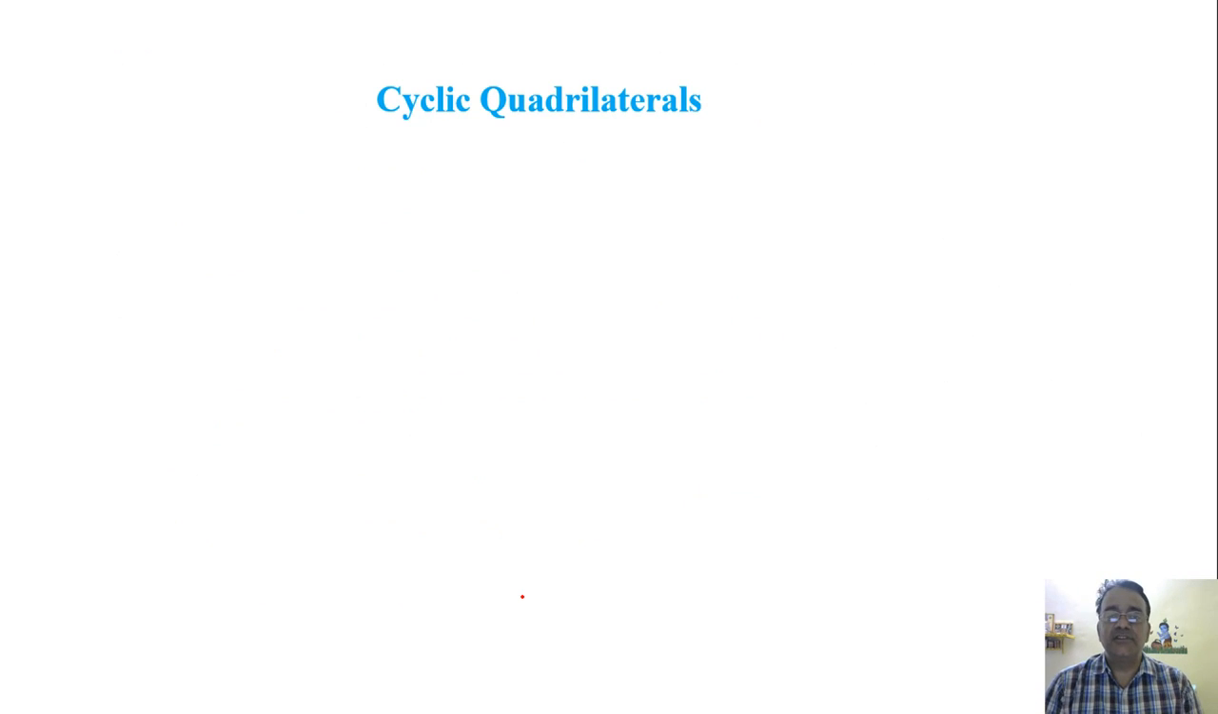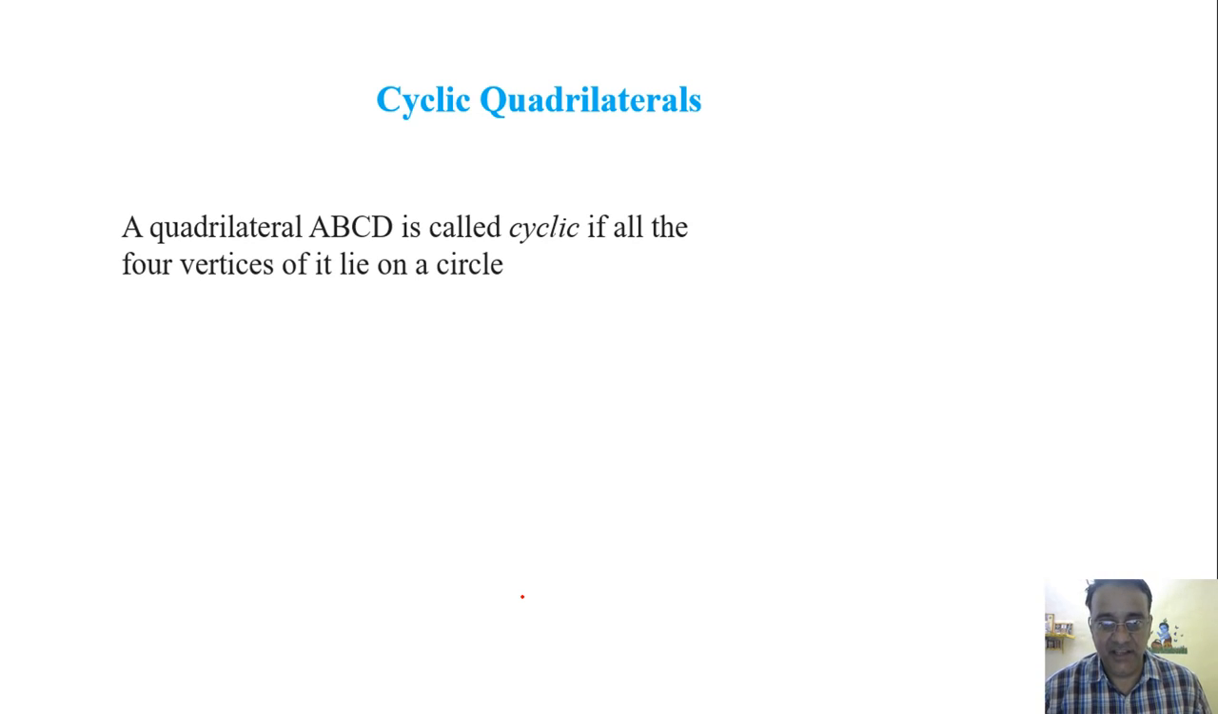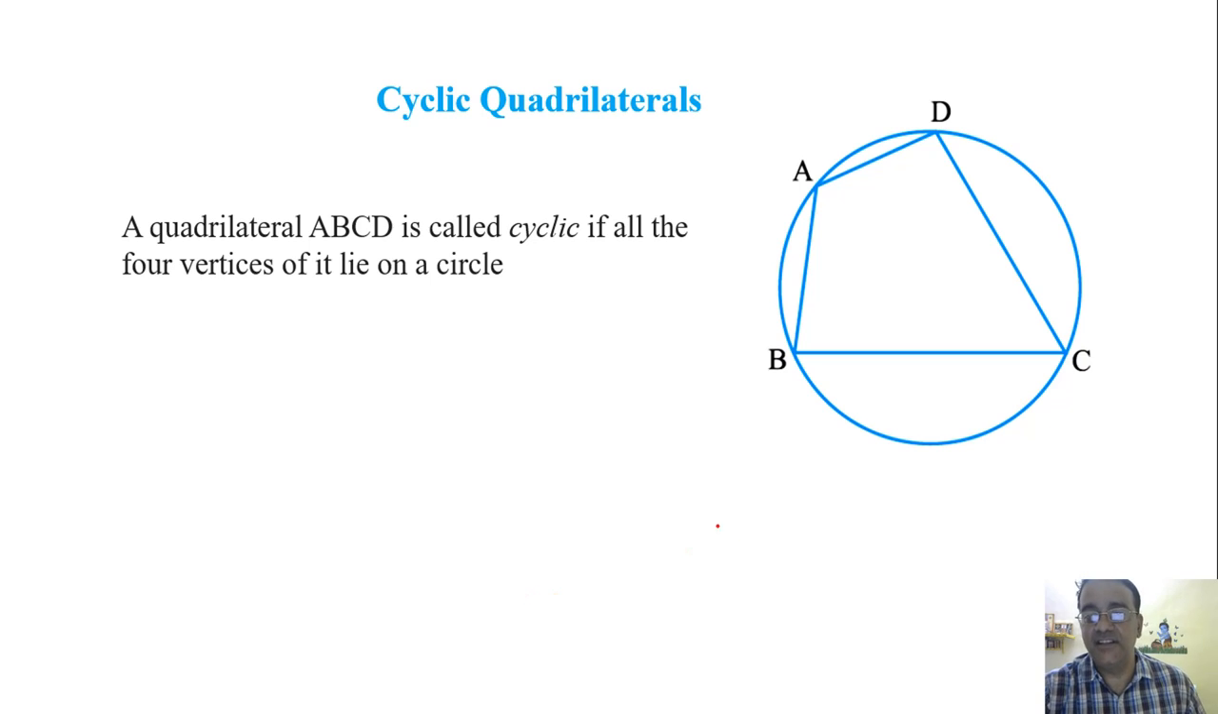Now let us move towards cyclic quadrilaterals. A quadrilateral whose vertices all lie on a circle is called a cyclic quadrilateral. If all four vertices of a quadrilateral lie on a circle, we call it a cyclic quadrilateral. Okay? So here in this figure, ABCD is a cyclic quadrilateral because vertices A, B, C and D lie on the circle.